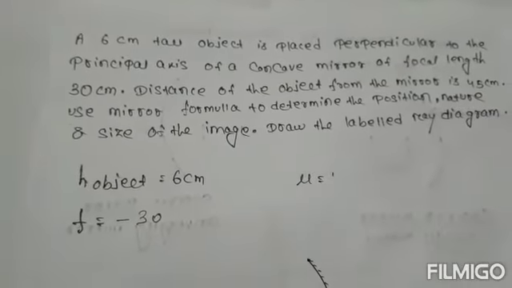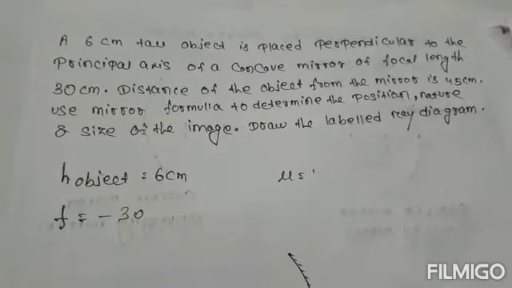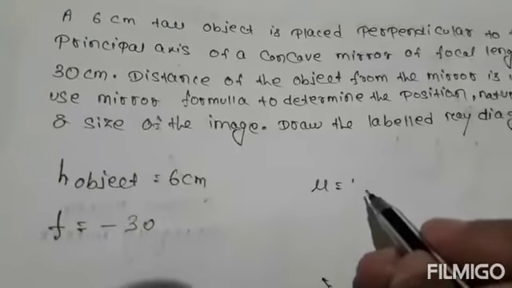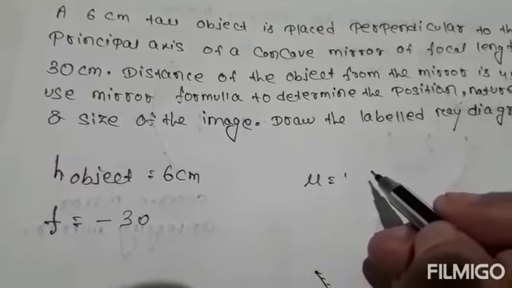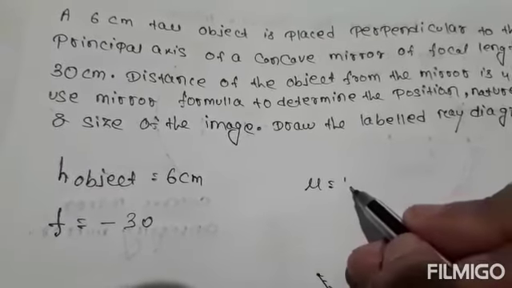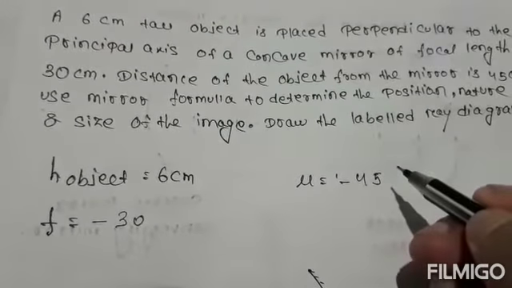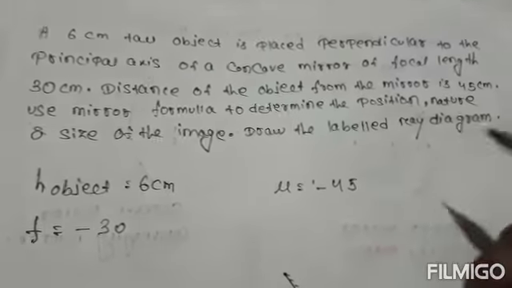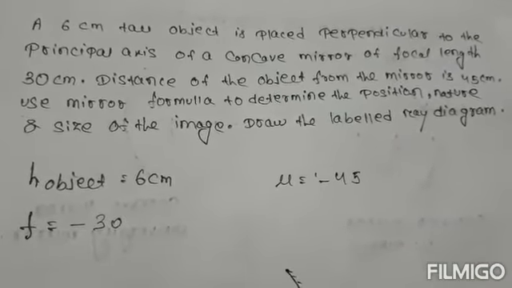Okay, then distance of the object from the mirror is 45 cm. Distance of the object means u. Here u equal to distance of the object, and u also present left hand side of the pole. So we have to take minus sign. So u equal to minus 45. Clear? Then we have to find out the position and nature and size of the image.